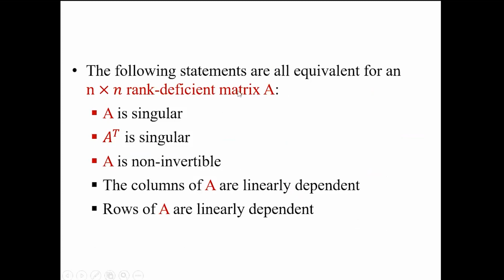There are also other important statements for when a matrix is rank deficient, meaning it is not fully ranked. If matrix A is not fully ranked, all of these statements are the same. We say A is singular because the determinant of A is 0. Similarly, the determinant of A transpose is also 0, because the determinants of A and its transpose are the same. So if A is non-singular, its transpose is also non-singular. If the matrix A is rank deficient, it means that A is not invertible, that is, the inverse of A does not exist. If that is the case, we also say that the columns of A are linearly dependent, and the rows of A are linearly dependent.